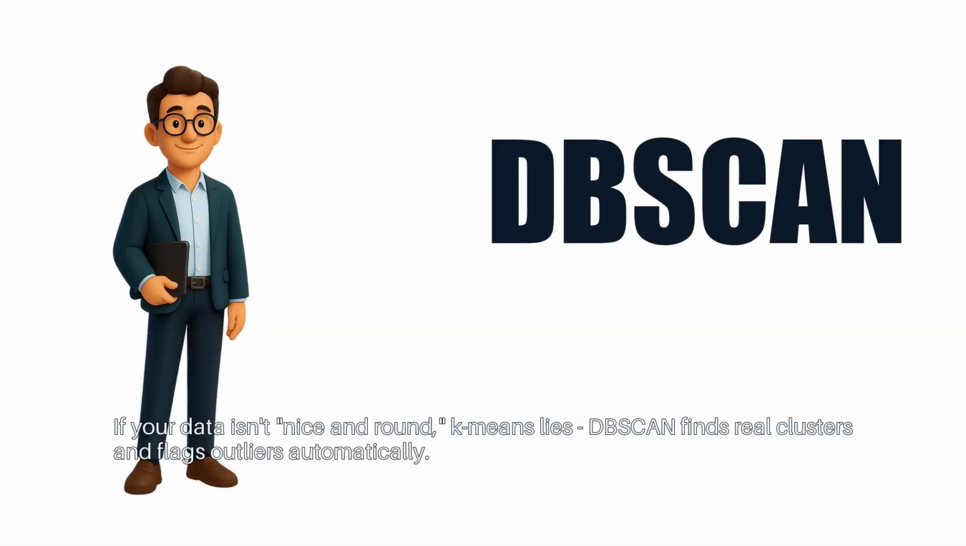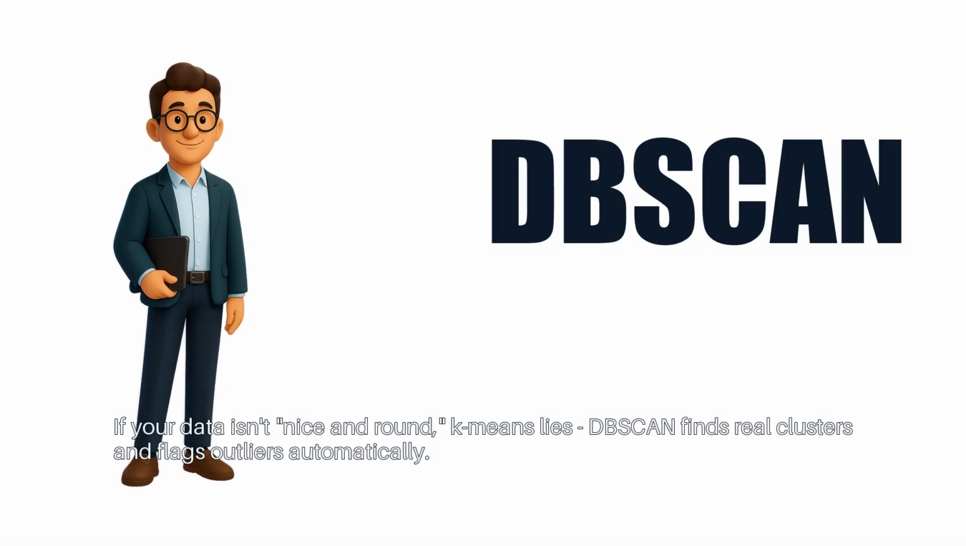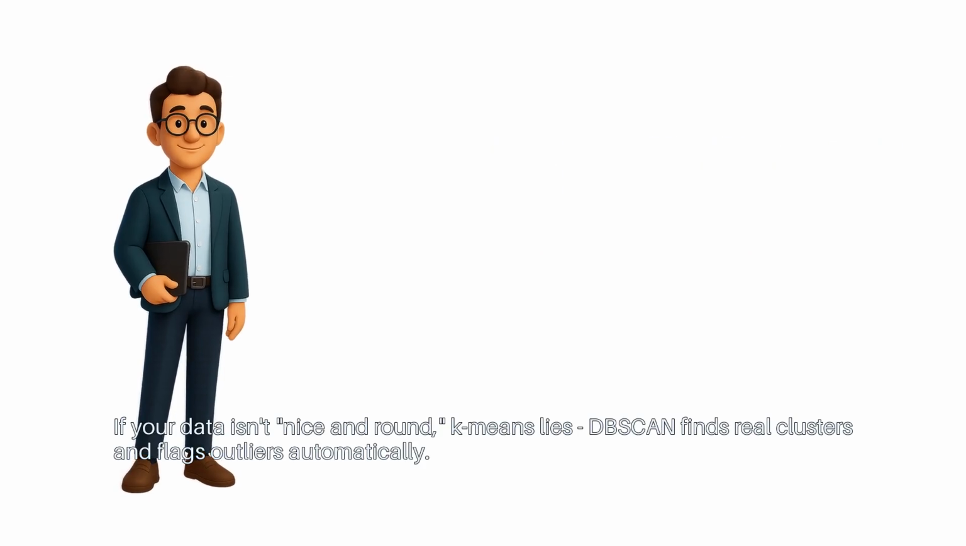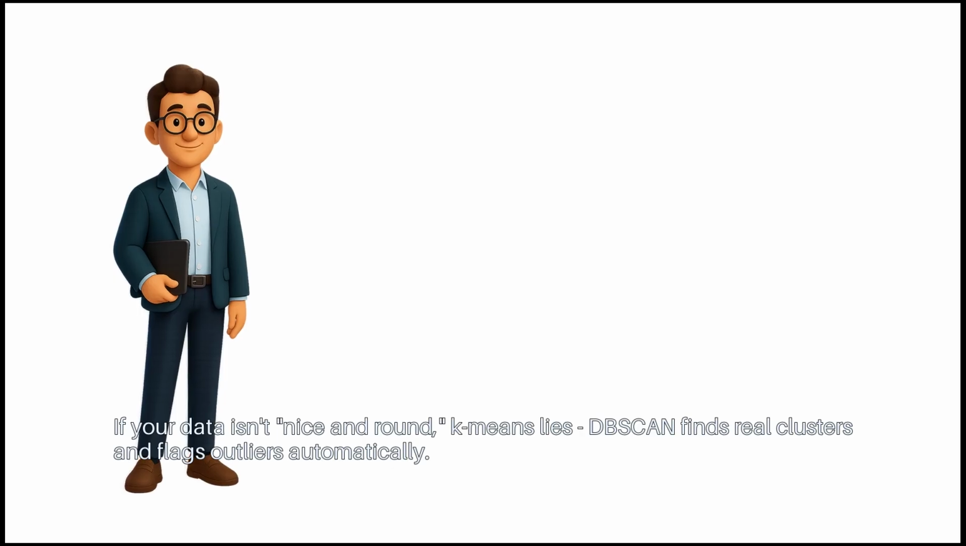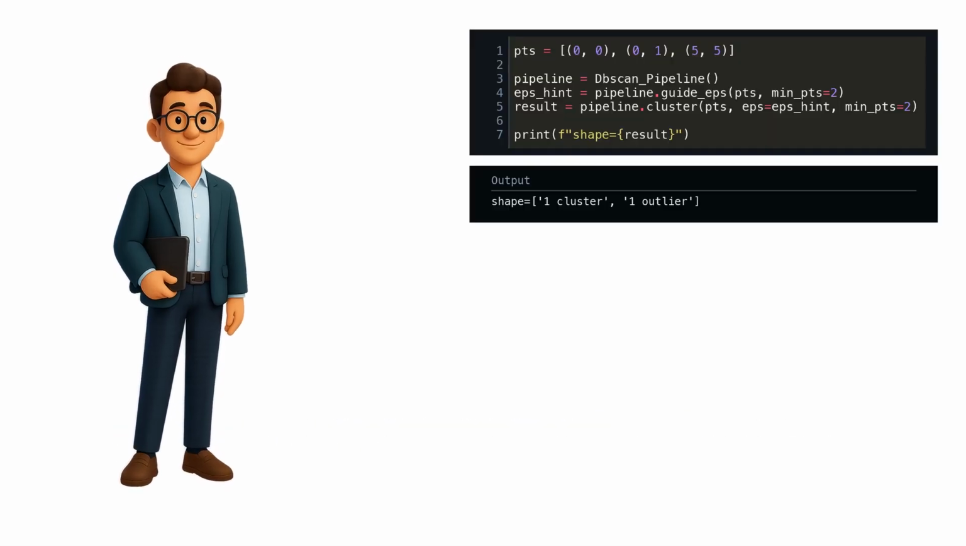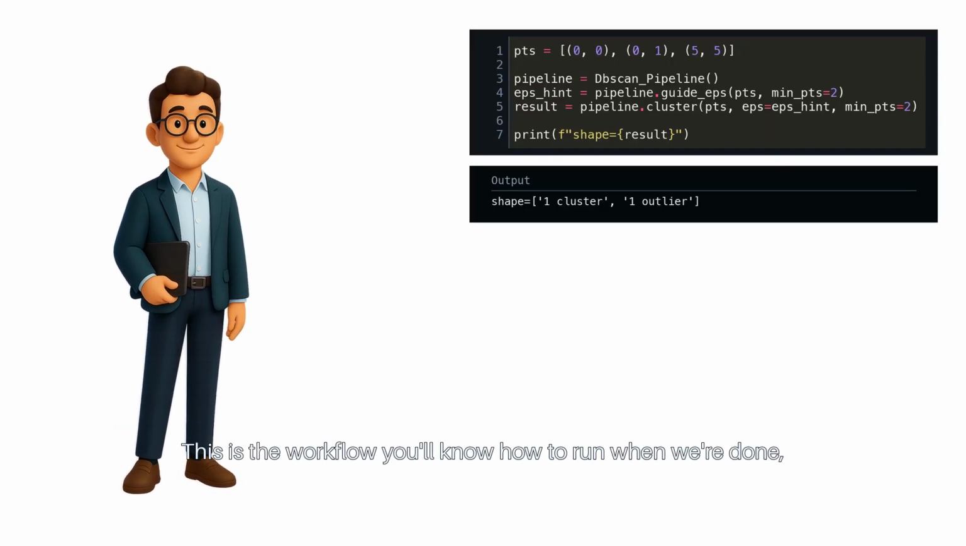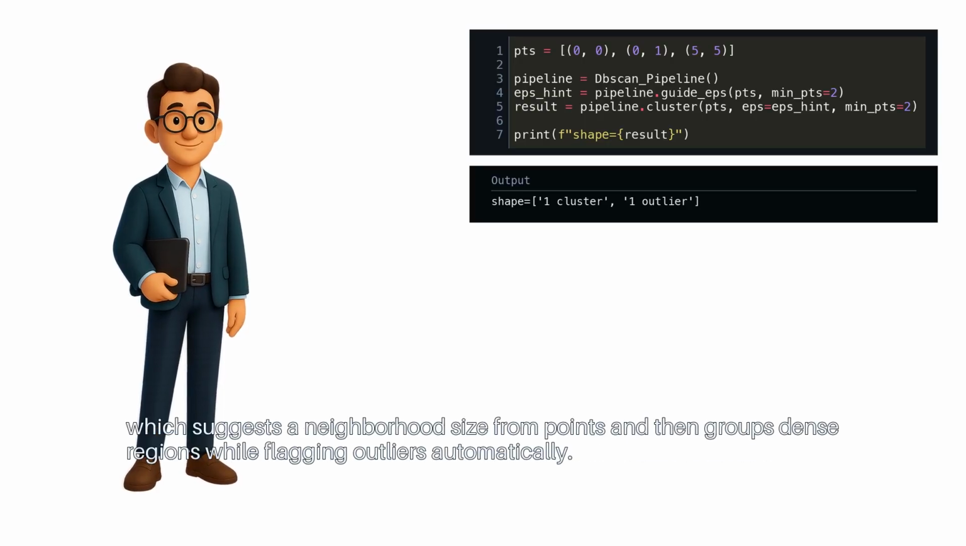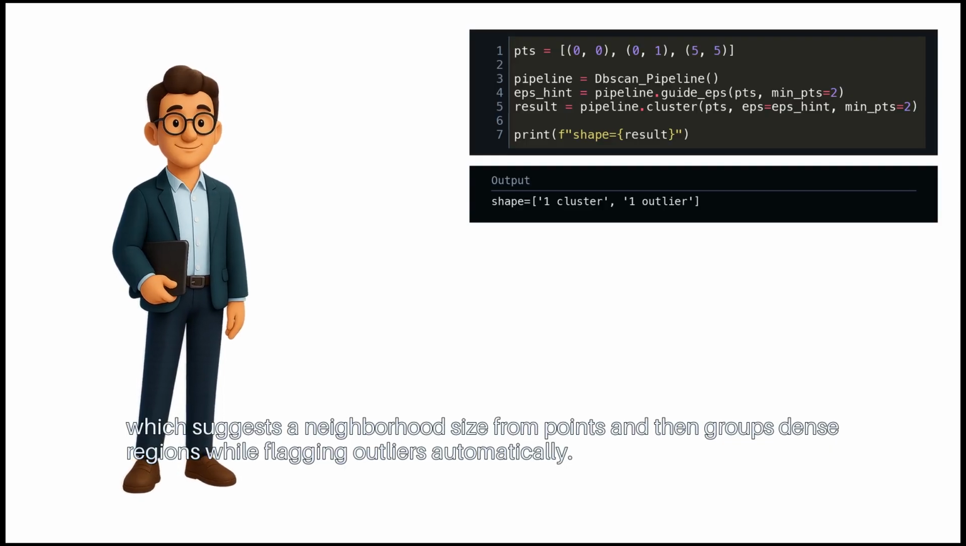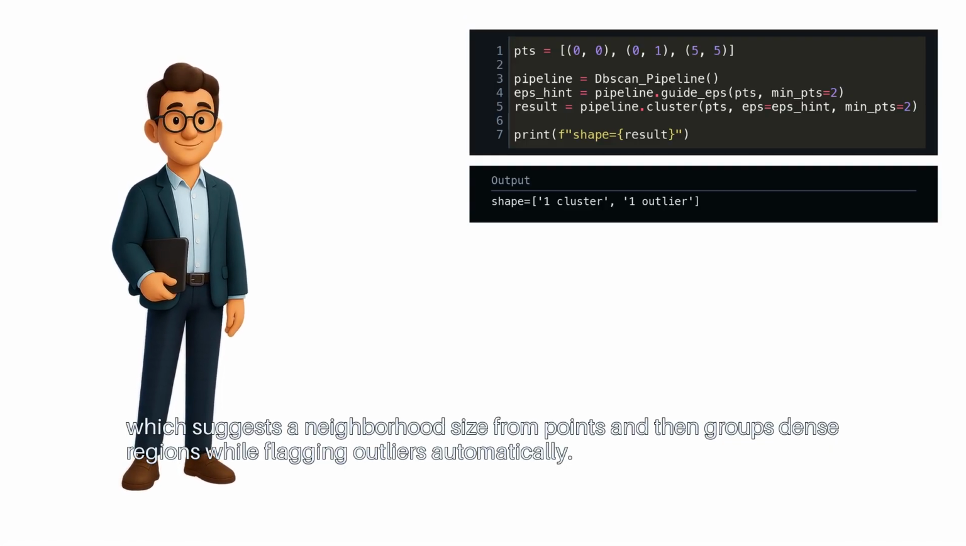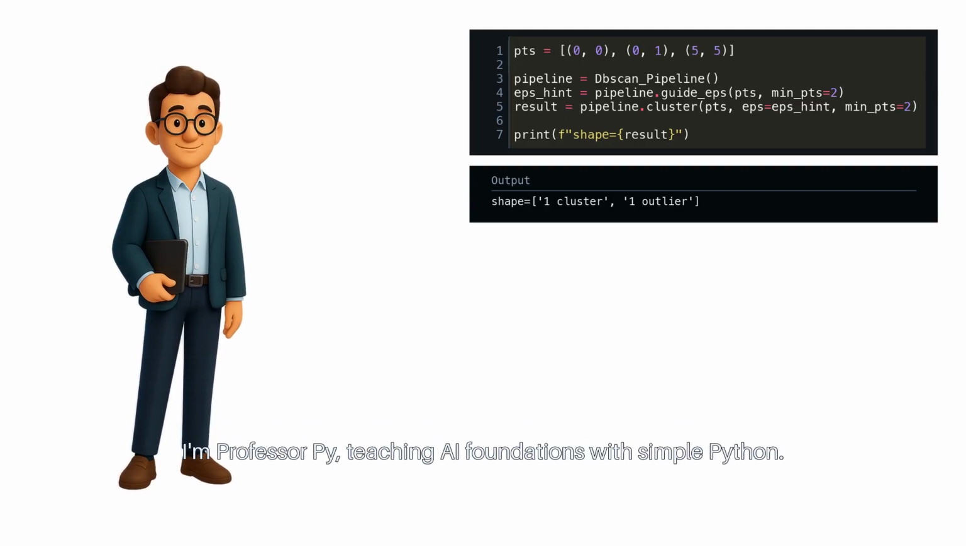If your data isn't nice and round, KMeans lies. DBSCAN finds real clusters and flags outliers automatically. This is the workflow you'll know how to run when we're done, which suggests a neighborhood size from points and then groups dense regions while flagging outliers automatically. I'm Professor Pi, teaching AI foundations with simple Python.